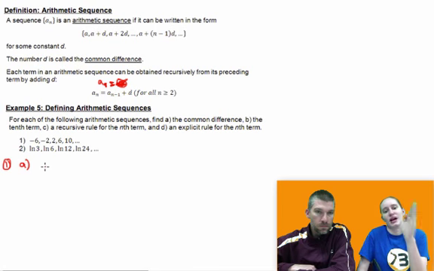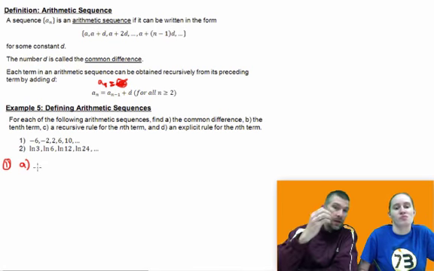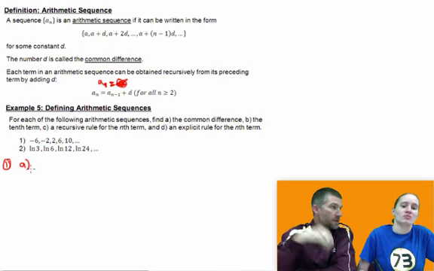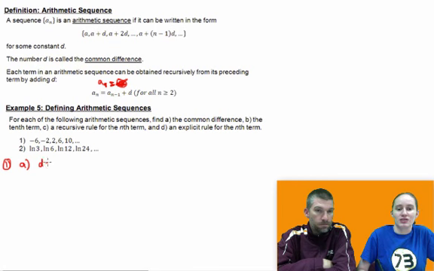So how much are we adding to get to the next term? Or subtracting. Like what are we doing, either adding or subtracting, to go from -6 to -2? Right. In this case, it's 4. So D is 4.